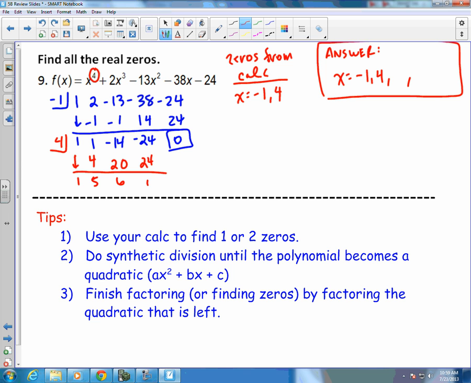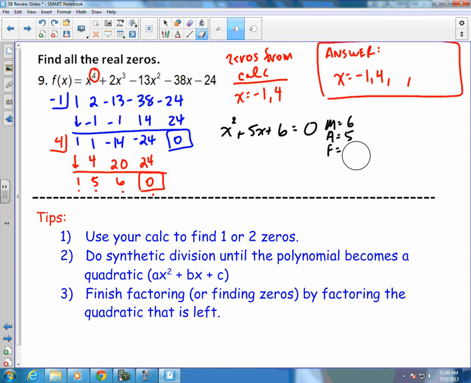I'm going through this fast, but synthetic is a pretty easy process once you've done it a bunch of times. So at this point, you see I got my remainder, my constant, my x, and my x squared. So this corresponds to a new equation, x squared plus 5x plus 6. And I'm trying to find the last two zeros. So I'm going to set that last part equal to 0 and see what I can do. This is just a pretty easy MAF. M is 6, A is 5, F is 1 and 6.